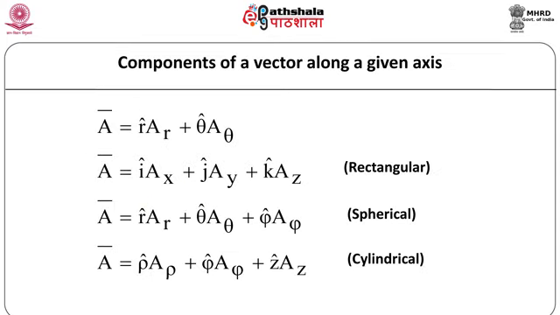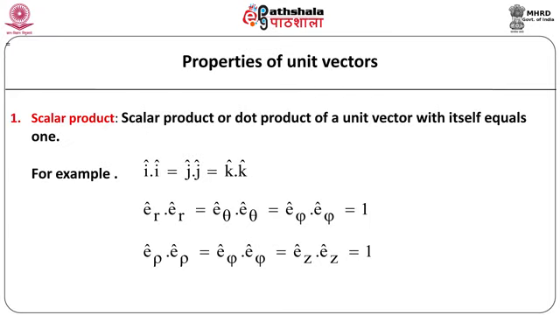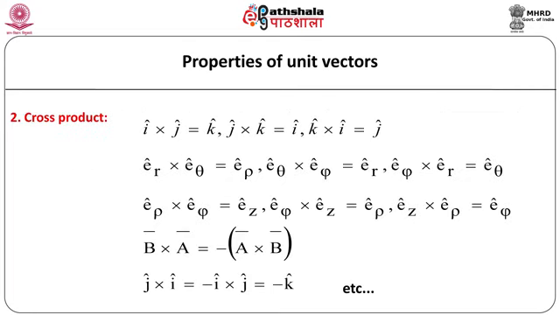Any given vector, say A bar, can then be written in terms of the components of A bar along the coordinate axis and the respective unit vectors as shown. As per the definition, scalar product of a unit vector with itself equals unity, while that of two dissimilar unit vectors vanishes. The vector product of two unit vectors has obviously unit magnitude with direction as per the right-handed screw rule.